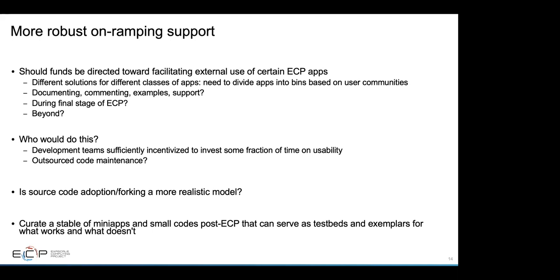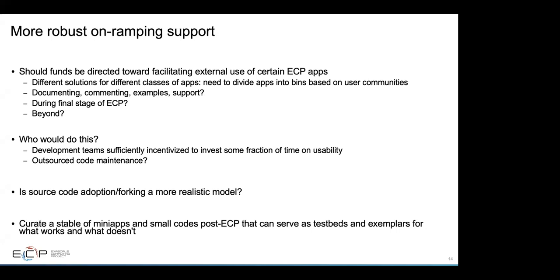So to what extent do we want to ensure this happens, and at what level of robustness? I think there are different solutions for different classes of applications, and we need to consider applications in different bins based off of the size of their user communities. But toward the end of the project, we're going to be emphasizing documentation, software hardening, examples for users.